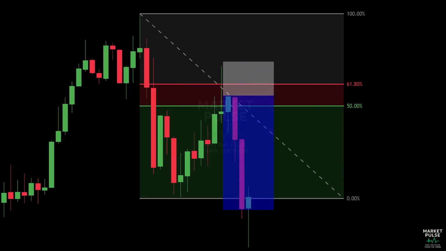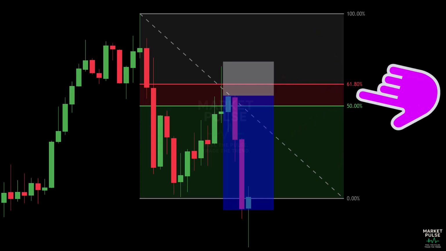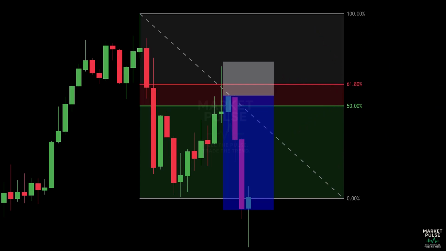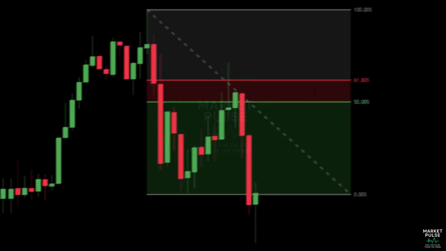So if you've ever struggled to find high probability entries after a strong impulse move, these Fibonacci zones could be your missing piece. In a moment, I'll show you exactly how to draw them, and more importantly, how to use them in real-world trading situations. Let's jump into a live example so you can see how Fibonacci works in action.